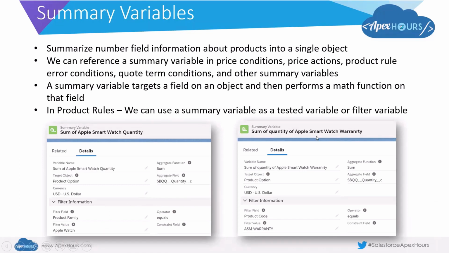Similarly, to know the sum of quantity of my Apple Watch warranty, I've done a similar thing. I've done a sum of quantity of the product options which belong to the product code, because I already know my product code for this warranty. So I've just given the product code and I've said it's equal to ASM-warranty. So this is a typical example of a summary variable.